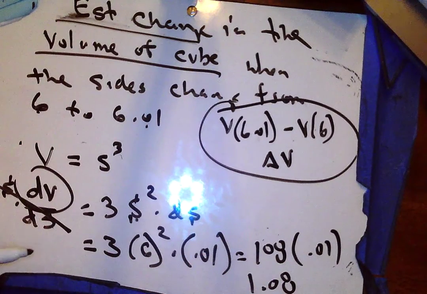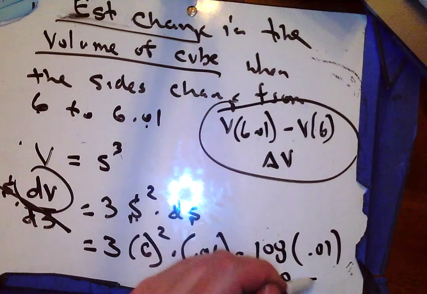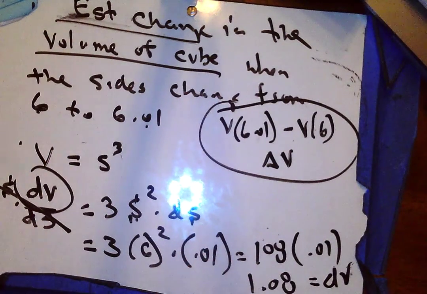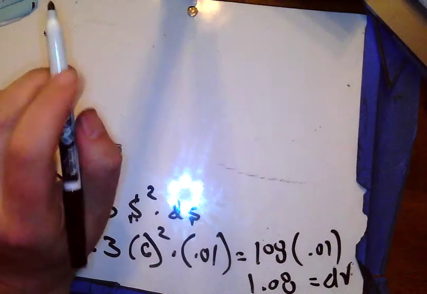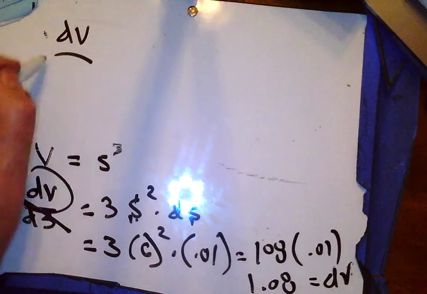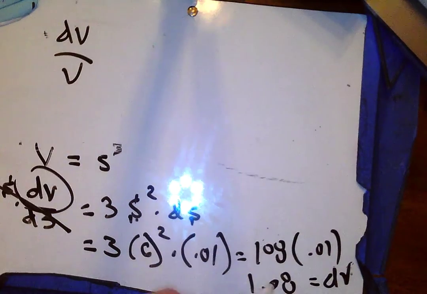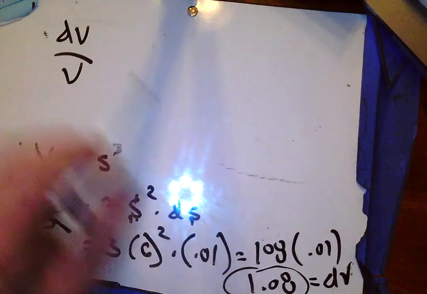I feel like we just did this problem. So there we go. That's the first part. Now, we've got that change in volume. This is our dv. That's great. You might also be asked about dv over v. You know, what part of the entire volume is that error or change in volume?